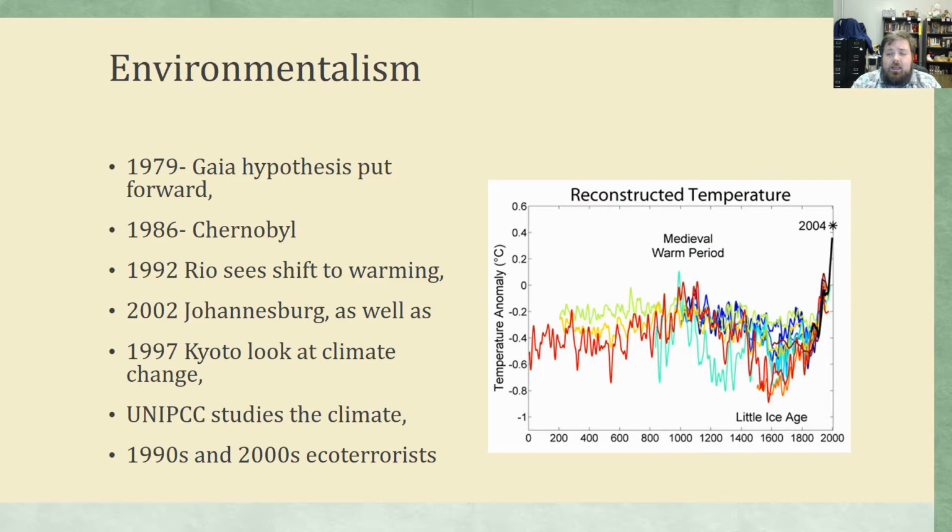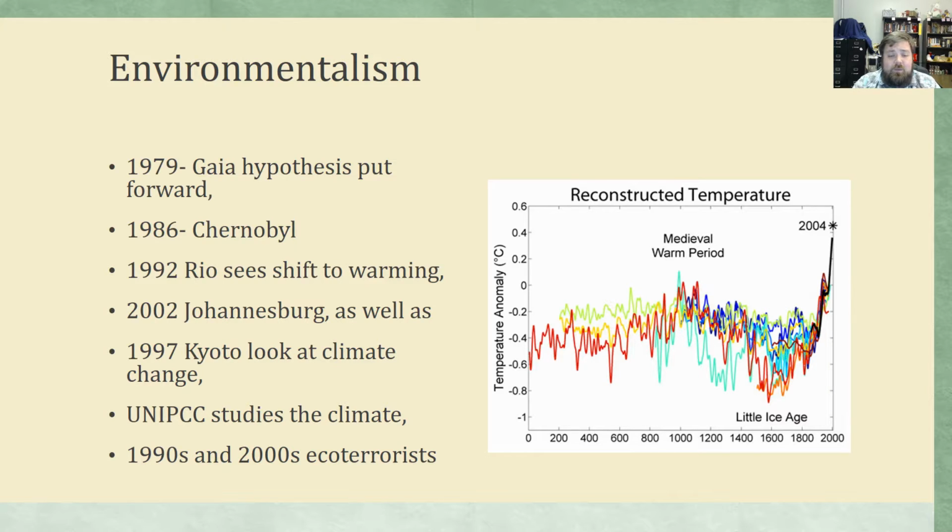Now, into the 80s and 90s, we see some further events that are really important. In 1979, we see the Gaia hypothesis put forward. Now, this is more of a metaphor than people actually thinking the Earth is a single organism that we're all a part of. But it's a nice metaphor for how the environment interacts with itself. In 1986, we see the Chernobyl nuclear event, which causes some major refocusing of environmental policy. In 1992, the UN holds a Rio conference where we see a shift towards fear of global warming and how we can affect climate change there.